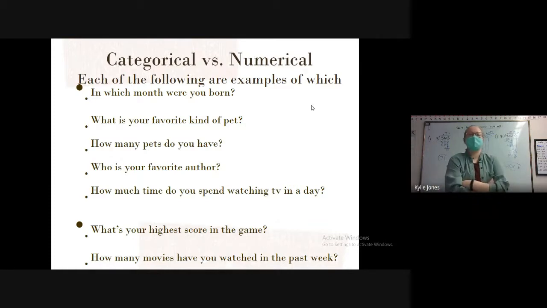So we're going to talk about whether or not these are categorical or numerical data. Our first question says, in which month were you born? They're going to give you answers like January, February, March, April, right? So take about 30 seconds. Think about that. Is it categorical? Are they giving you categories? Or is it numerical? Are they going to give you a number as an answer?